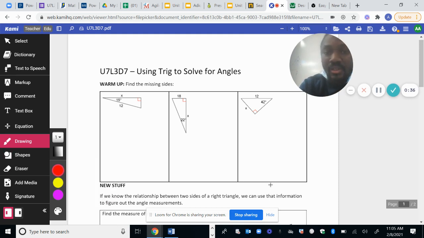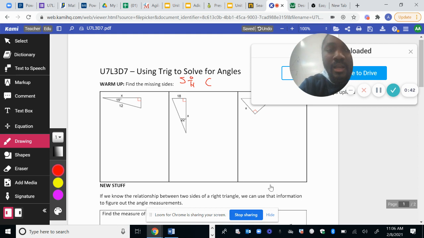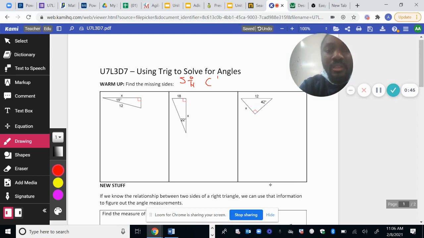SOHCAHTOA means sine equals opposite over hypotenuse, which is the longest side. CAH is cosine, meaning adjacent over hypotenuse, and then TOA, tangent, meaning opposite side over the adjacent side.